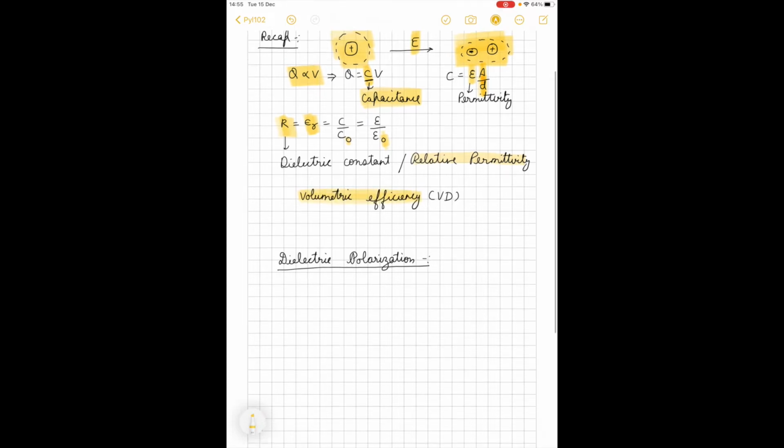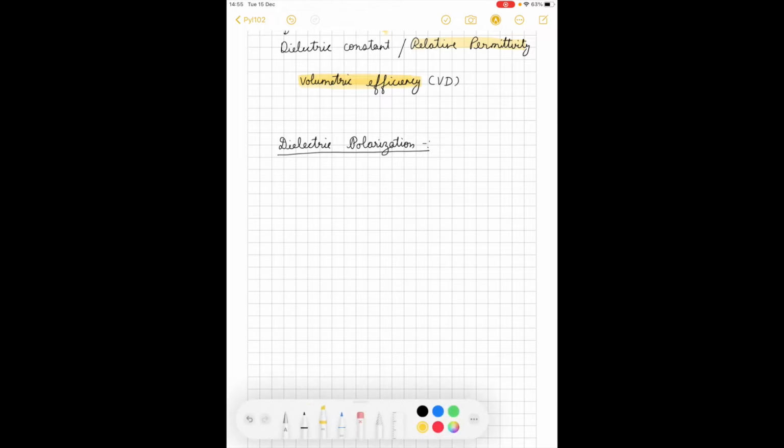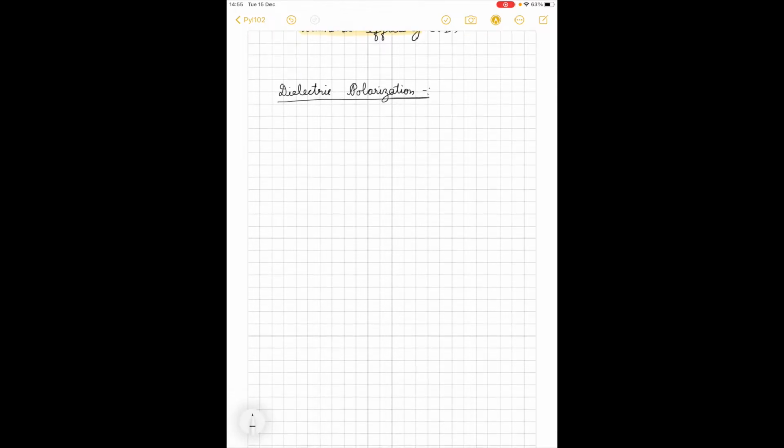All right. So today I'm going to start with the dielectric polarization. So what do I mean by dielectric polarization? It's just the magnitude of the bound charge density. So remember, we defined two kinds of charges, sigma s, which was the surface charge density, and then I said in the presence of a dielectric material we have bound charge density, sigma b.